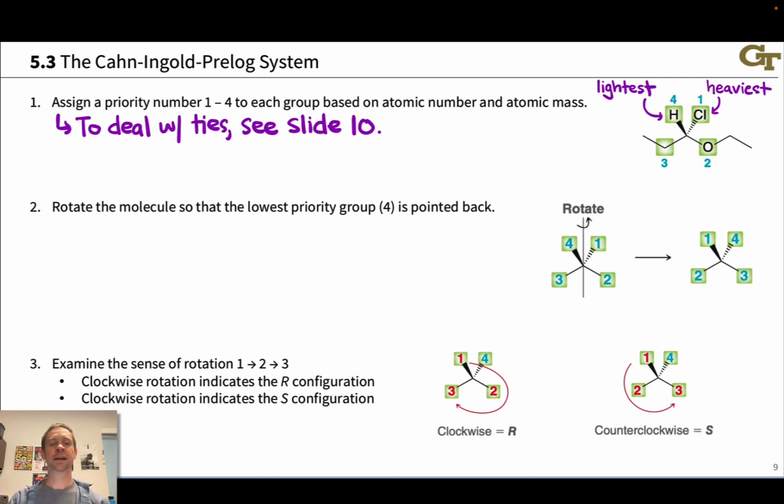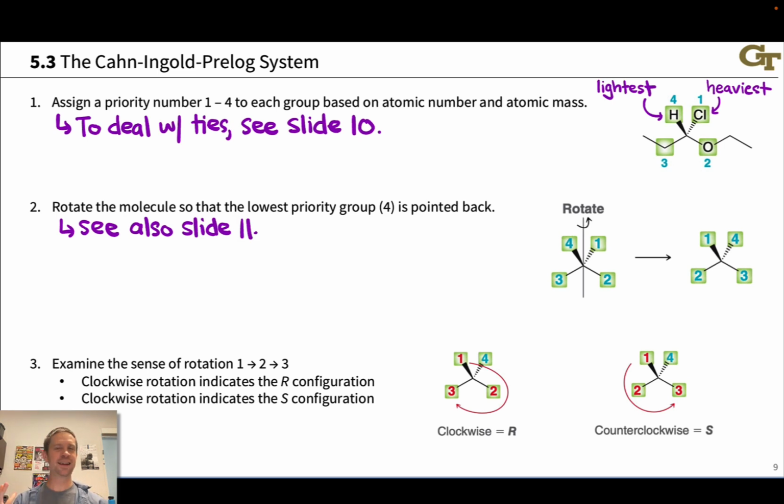And the standard here is to rotate the molecule so that the priority group 4, the lowest priority group, is pointed back. We can think about this rotation as something like this, in this case, moving this wedged group back to where 1 is, and moving 1 out here, and moving 2 over here, and 3 over there.